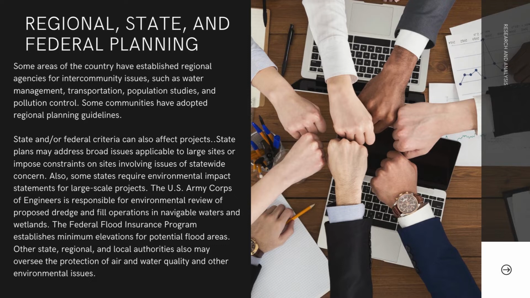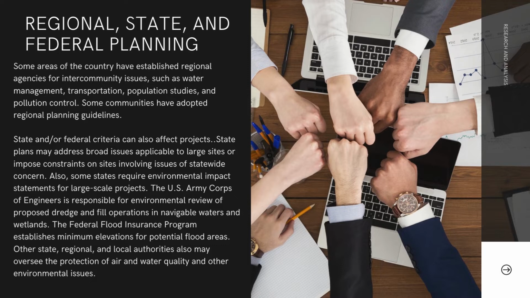The U.S. Army Corps of Engineers is responsible for environmental review of proposed dredge and fill operations in navigable waters and wetlands. The Federal Flood Insurance Program established minimum elevations for potential flood areas. Other regional and local authorities also may oversee the protection of air and water quality and other environmental issues. So here in the Philippines is a republic with a presidential form of government wherein the power is equally divided among its three branches, which are the executive, legislative, and judicial. So the government seeks to act in the best interest of its citizens through this system of checks and balances.